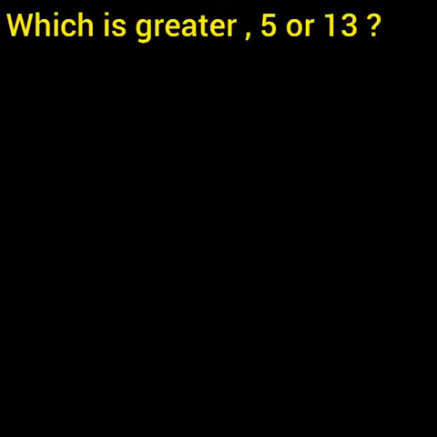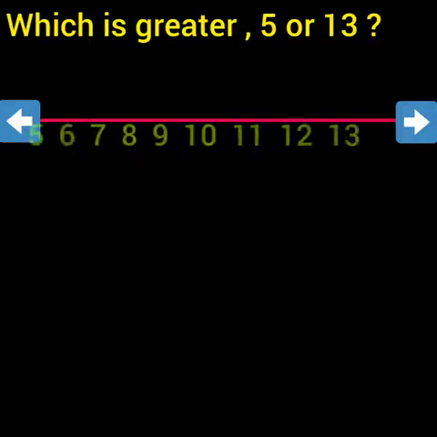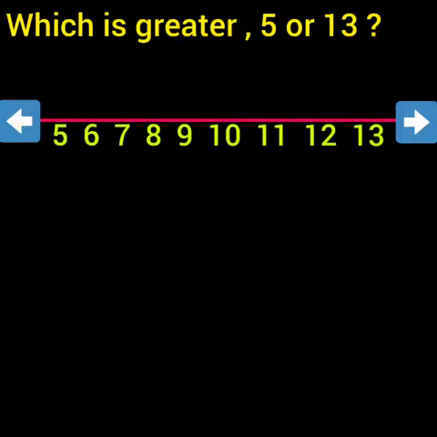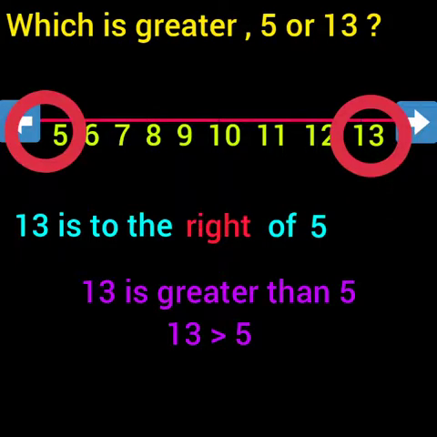Which is greater, 5 or 13? For finding this, first we should draw a number line. Then write from 5 to 13 like this. Now where is 13? Yes, 13 is to the right of 5. We can see 13 on the right side of 5. So 13 is greater than 5. All the numbers on the right side of a given number are greater than that number.